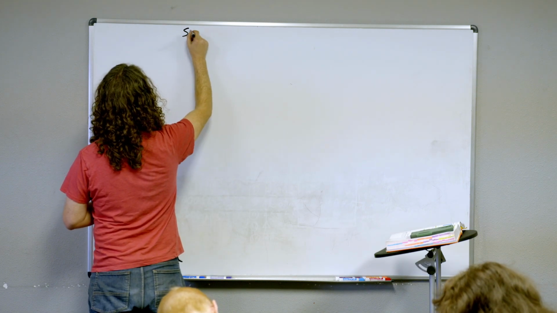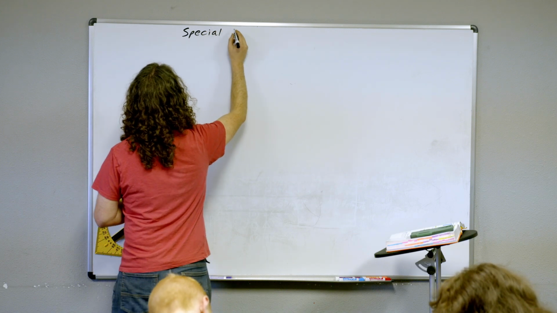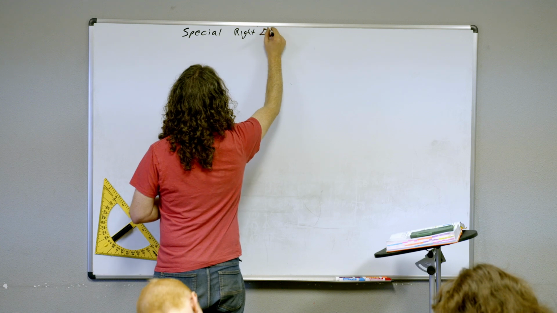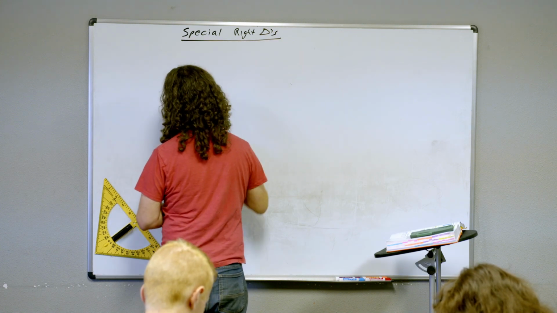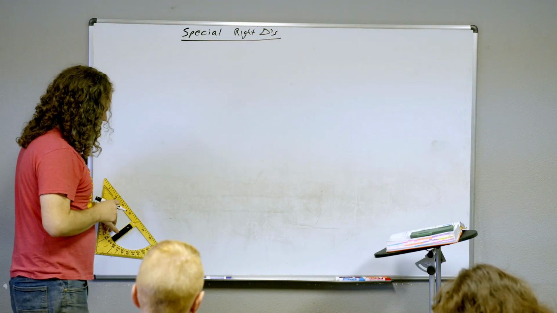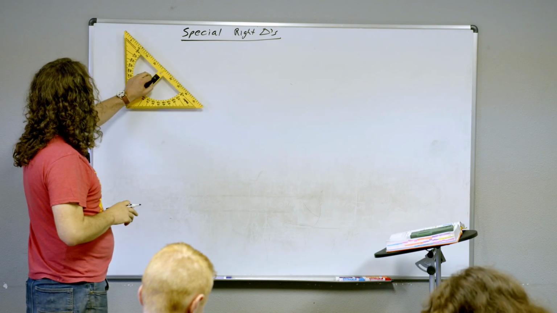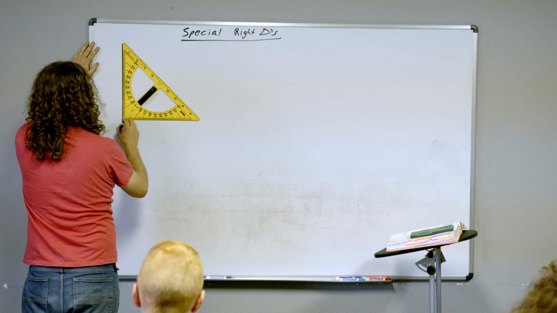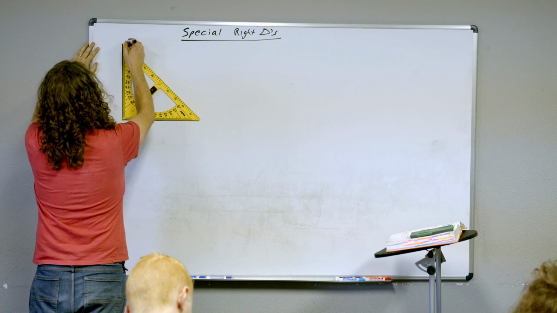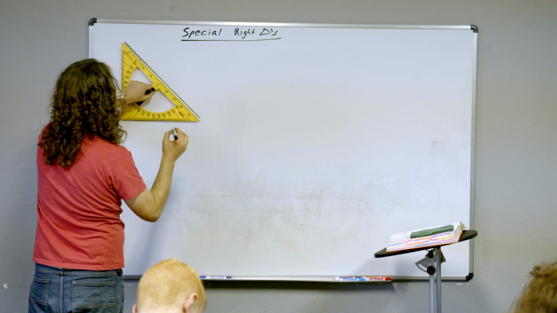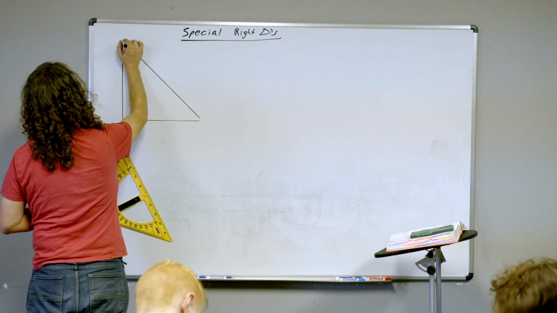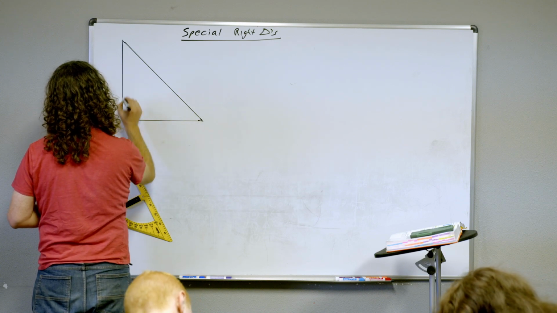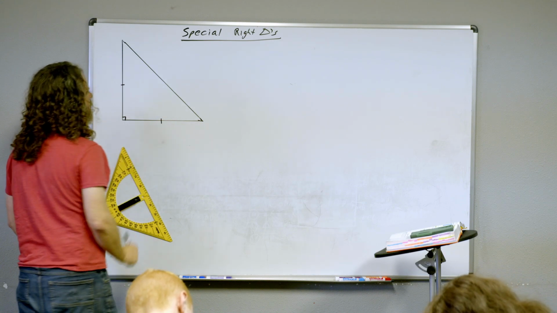Special right triangles. Okay. The first special right triangle, we're actually going to write it second in the table, but the first one is the kind of triangle that this thing is. What kind of triangle is that?